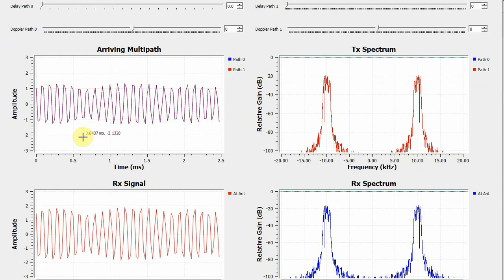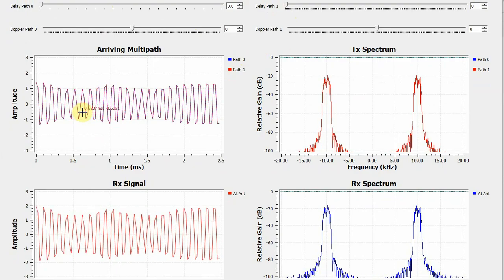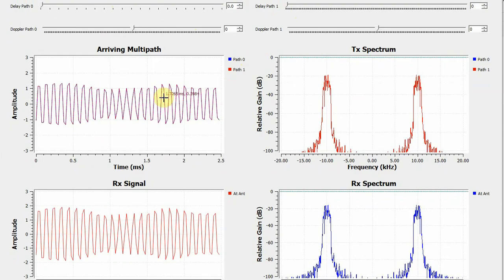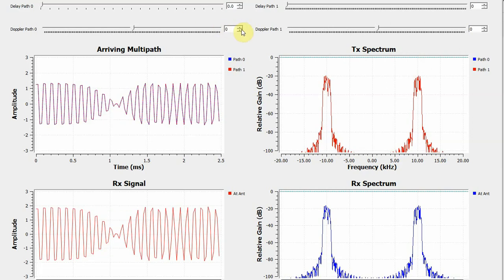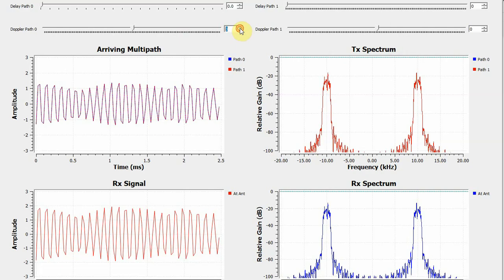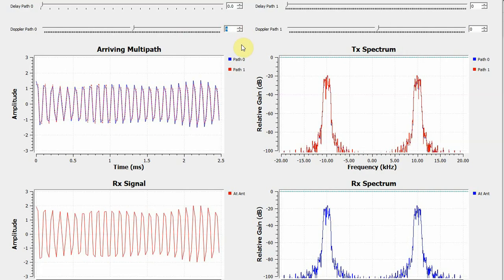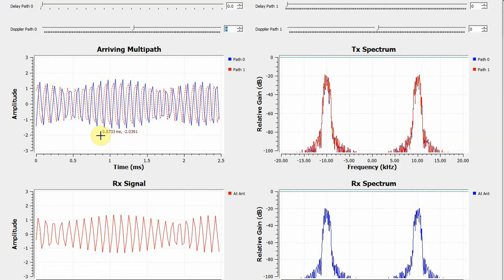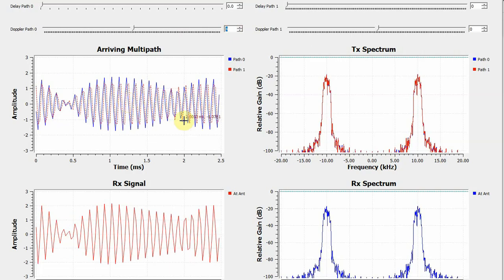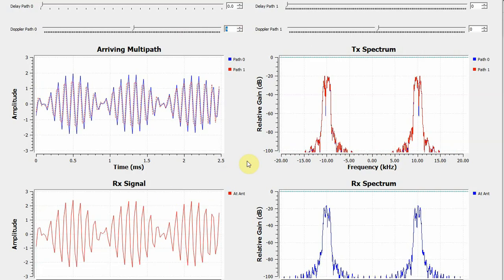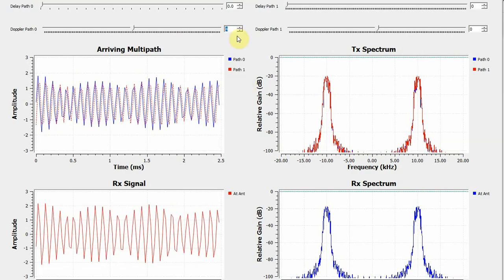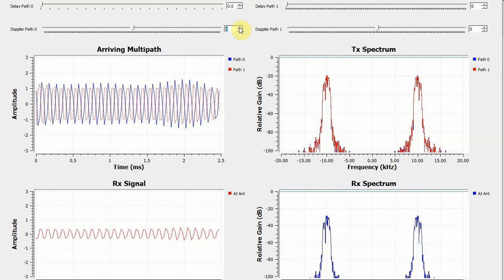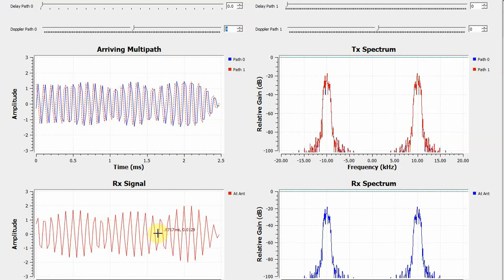Let us start with the time domain wave. We can see that the peak to peak value has changed due to both paths arriving in phase and having the same Doppler shift. Let us change the Doppler shift to a value, let's say 4 Hertz. And now we can start to see the carrier waveform, which is coming in phase and which is going out of phase. And here, this is due to the Doppler shift.